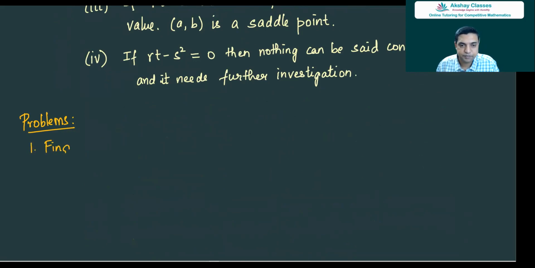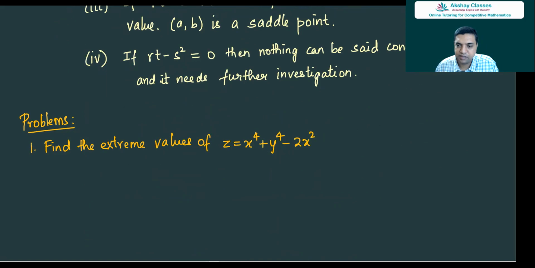So find the extreme values of z is equal to x power 4 plus y power 4 minus 2x square plus 4xy minus 2y square. This is a function in x and y. So first step is to find the stationary points.